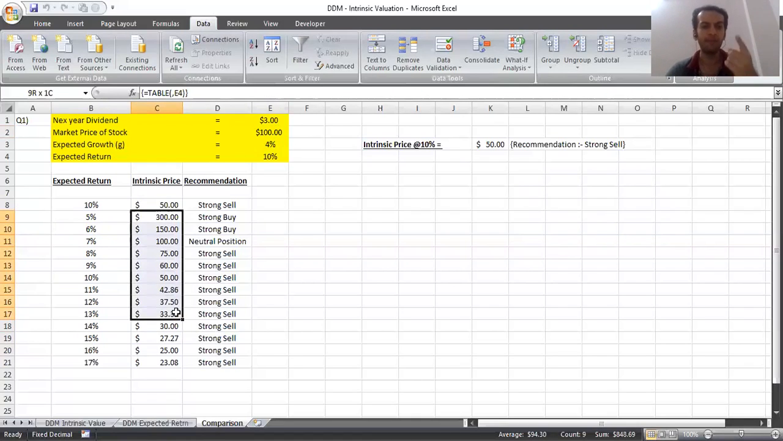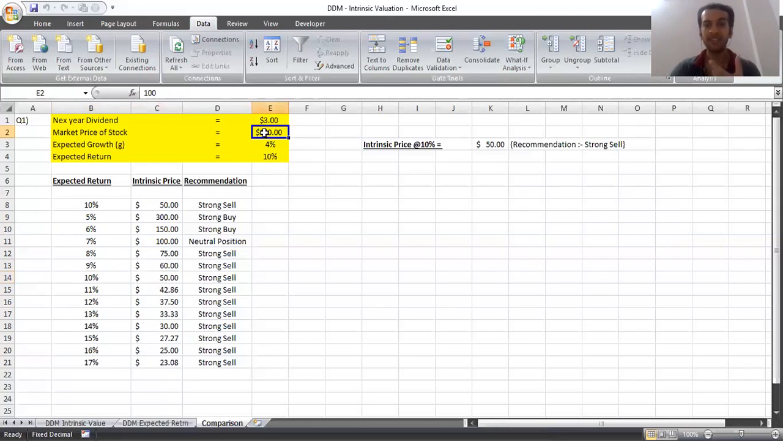I will just help you with one more number, where if the expected return is 10%, we get the intrinsic price of a stock as $50. But the current market price of a stock is $100, which indicates that your future price would move downwards. And for that purpose, we will recommend a sell position. We will short it, we will remove that stock from our portfolio. We'll recommend a sell position. Okay, my dear friends? Fine.